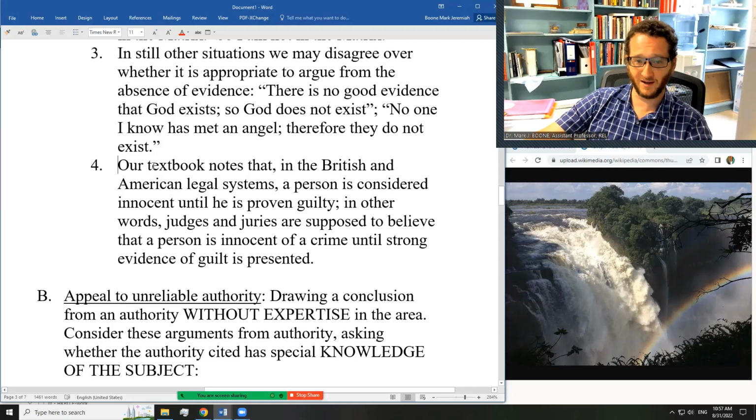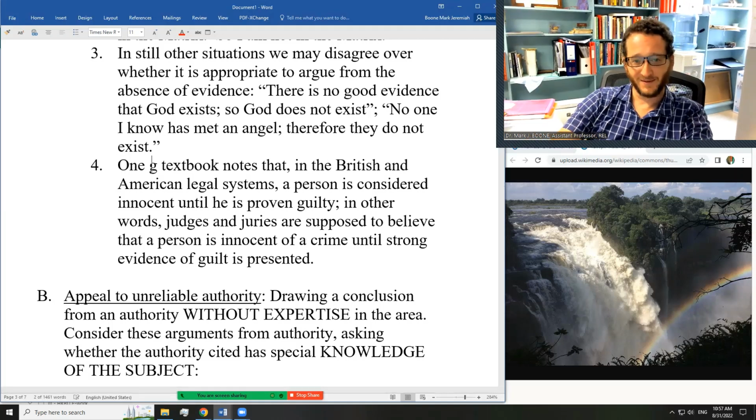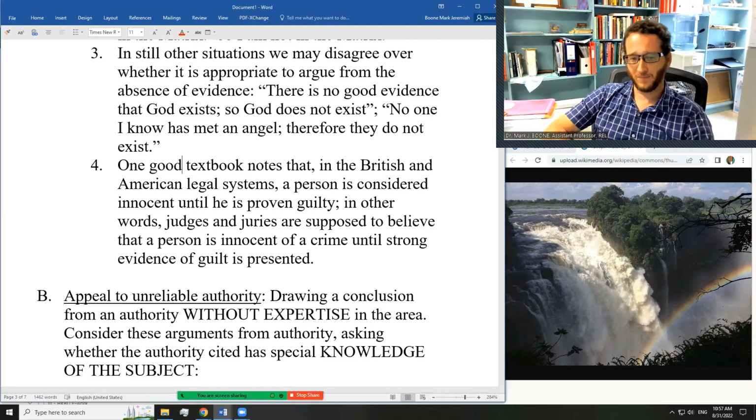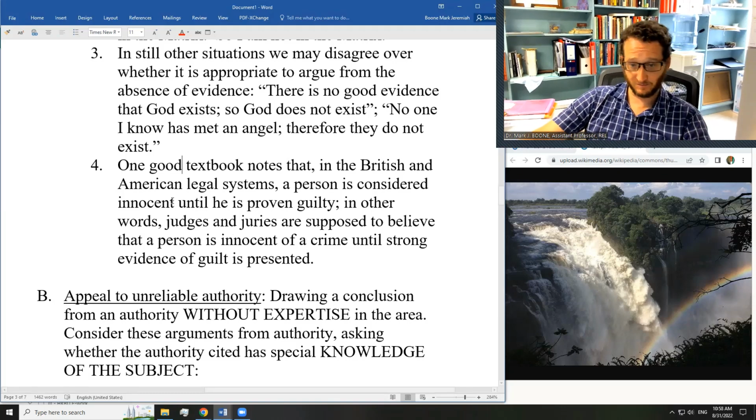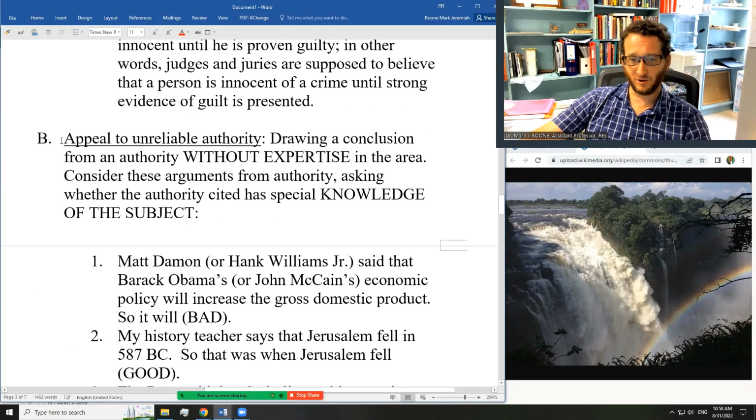Our usual textbook, The Power of Logic, notes that in certain legal systems, a person is considered innocent until proven guilty. So in other words, you're supposed to accept provisionally an argument from ignorance. No guilt if no convincing evidence of guilt. We'll probably do another video on appeal to ignorance later.